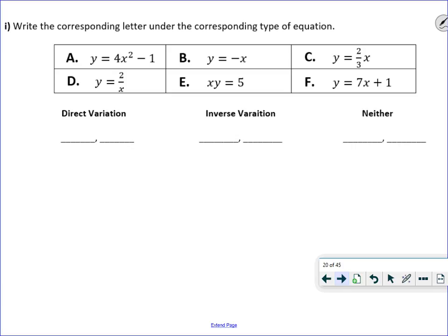I'm sorry, I'm getting ahead of myself. That was how you do j and k. I apologize. So for these, we're just looking for those direct and inverse variations. So this, you see the squared, that's an either. Y equals x, right? That's direct variation.